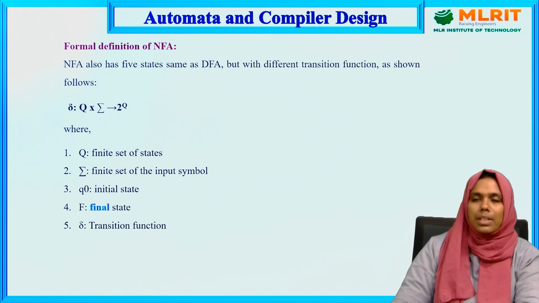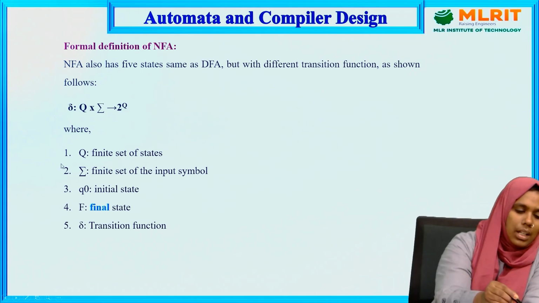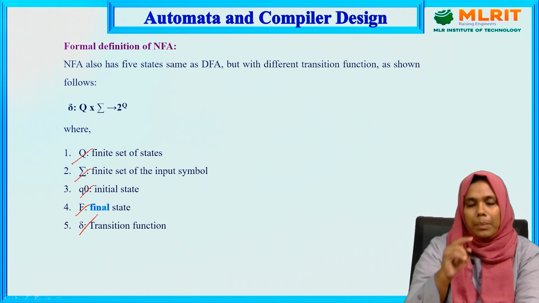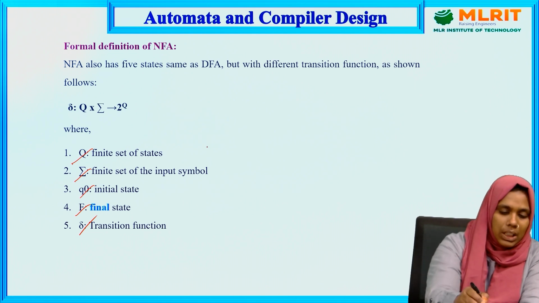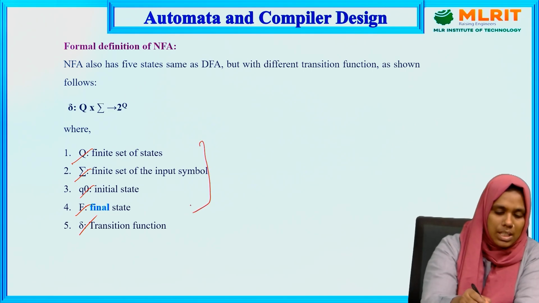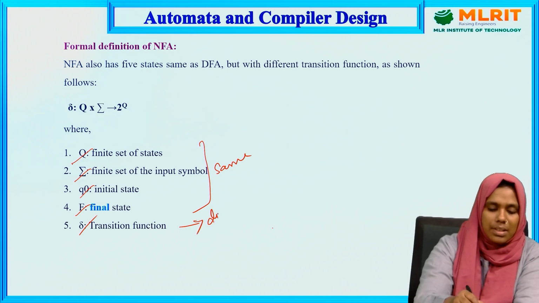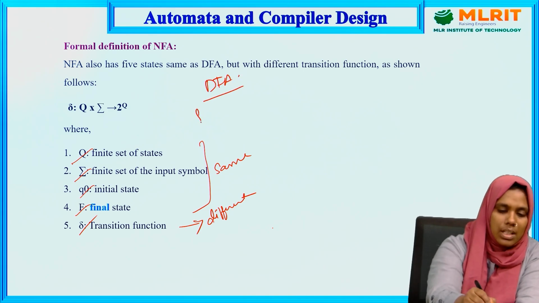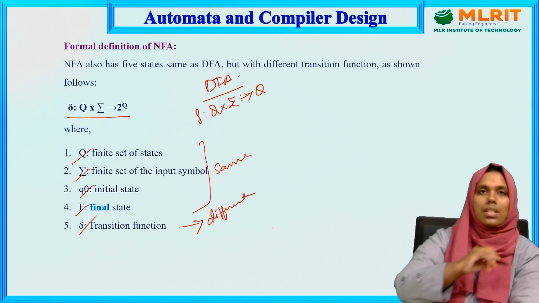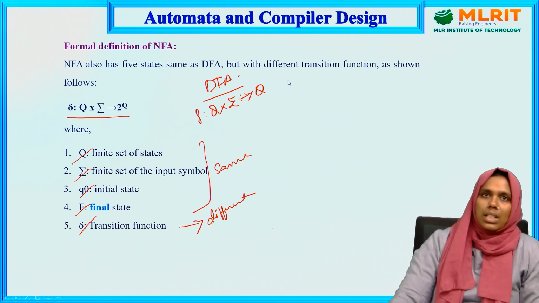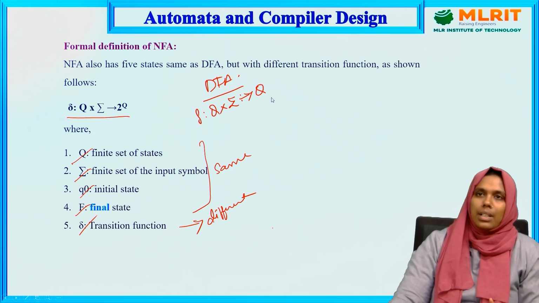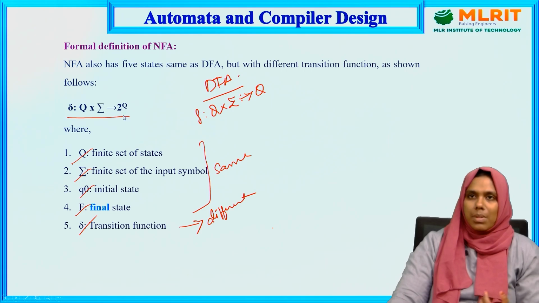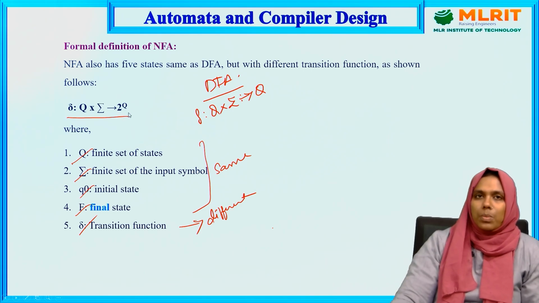Let's discuss the formal definition of non-deterministic finite automata. Just like a DFA, here also we have a 5-tuple: capital Q, sigma, q0, F and the transition function. Comparing the NFA and the DFA, these four are the same, but the transition function is different. In a DFA, the transition function is Q cross sigma to Q, whereas in an NFA it is Q cross sigma to 2 power Q. That means in a DFA the output is exactly one state, but here it can be one, it can be zero, or it can be more than one. That's why we write 2 power Q.